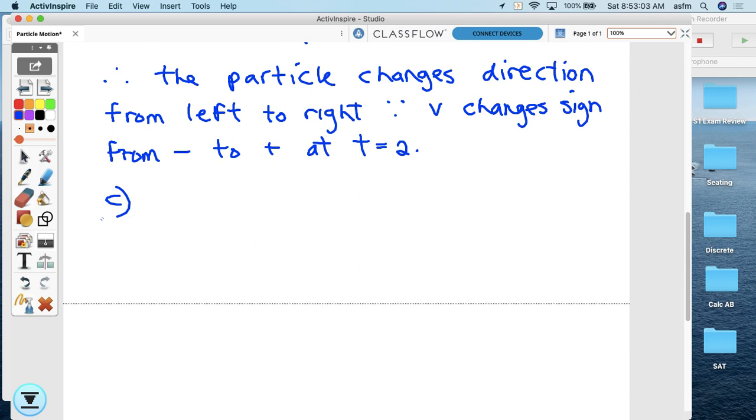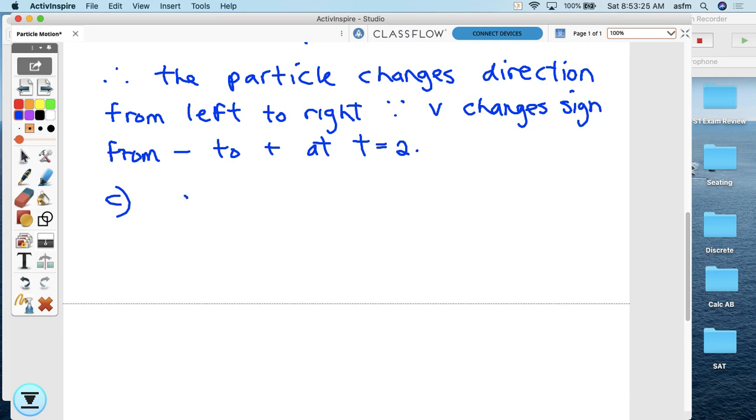For example, if I want to know if a random function f is increasing, I look at f prime. If f prime is positive, then f is increasing. If f prime is negative, then f is decreasing. So if I want to know if the velocity is increasing or decreasing at t equals 1, I need to look at v prime, at the velocity prime, which is, of course, acceleration.